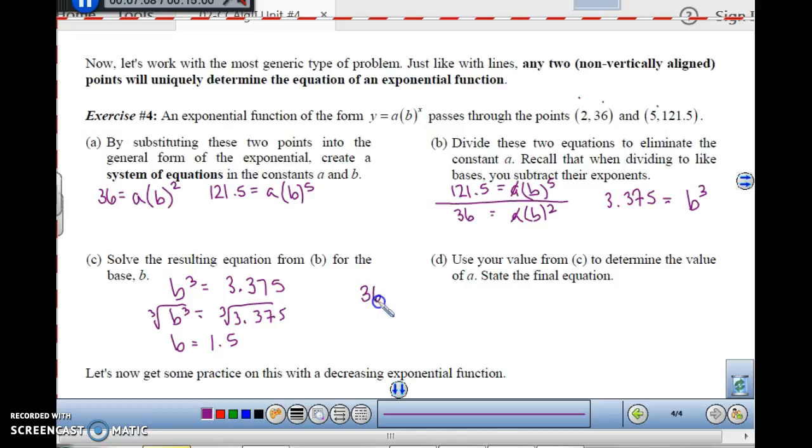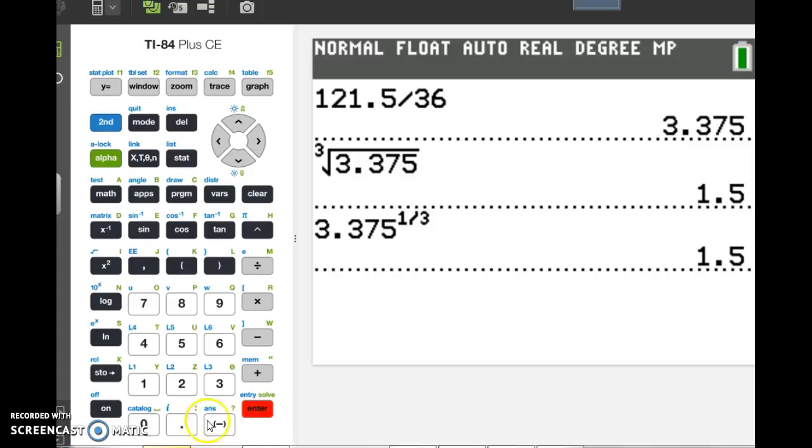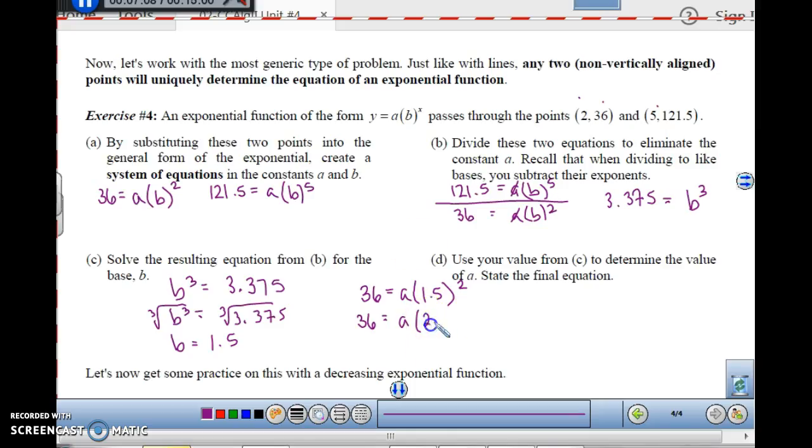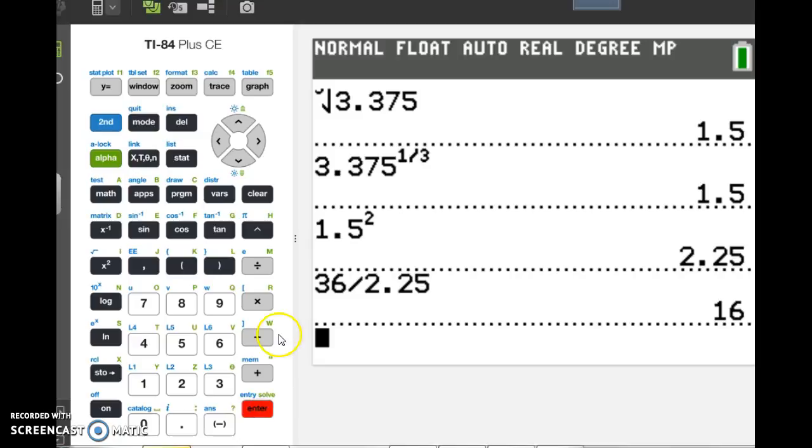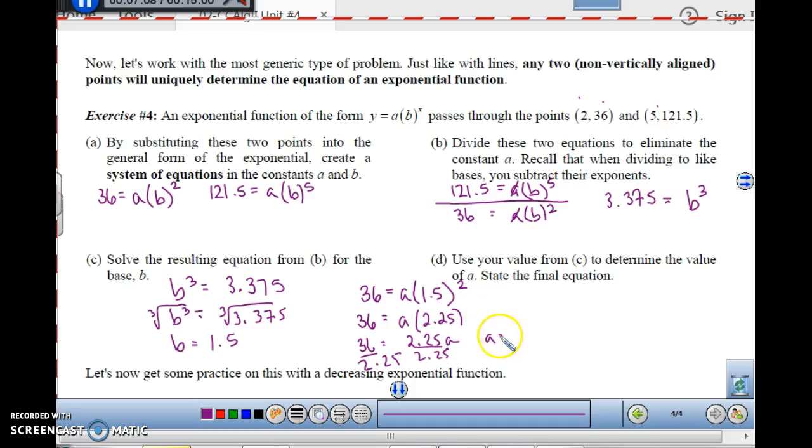All right, so if I have 36, I'm going to use the first equation, y equals a times b, 1.5, to the x. So squared. I'm going to use the 2 and 36 for this one. So 36 is equal to a times 1.5 squared, which is 2.25. So that gives me 36 equals 2.25a. Divided by 2.25, a is equal to 36 divided by 2.25, which is 16. So a is equal to 16.